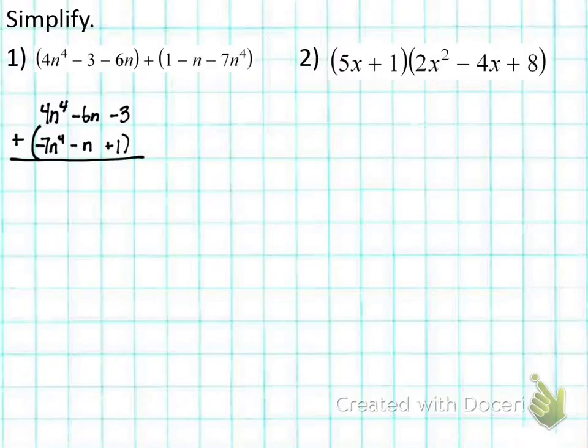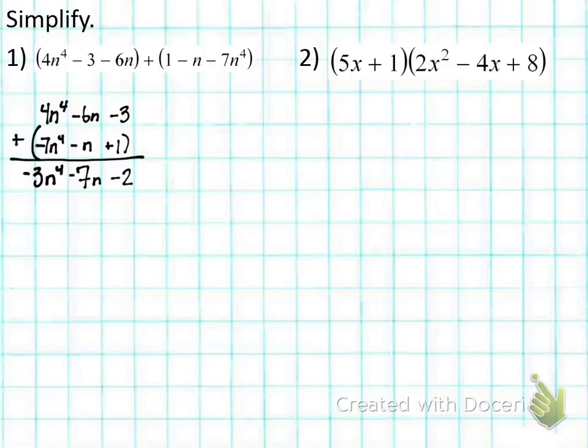So now I need to work these out, identifying my coefficients. Positive 4n to the 4th plus negative 7n to the 4th. It's just an integer problem. 4 plus negative 7 is negative 3n to the 4th. Next one, negative 6n plus negative n is negative 7n. Next is negative 3 plus positive 1 is negative 2.